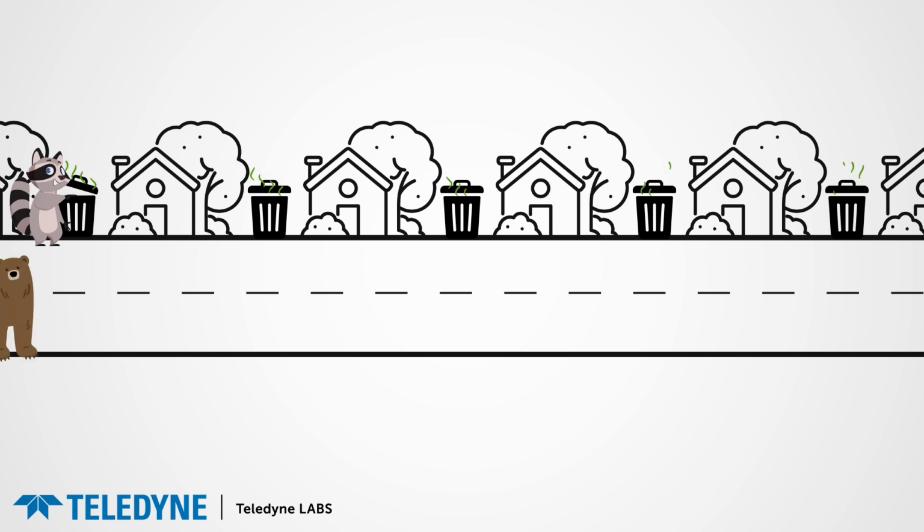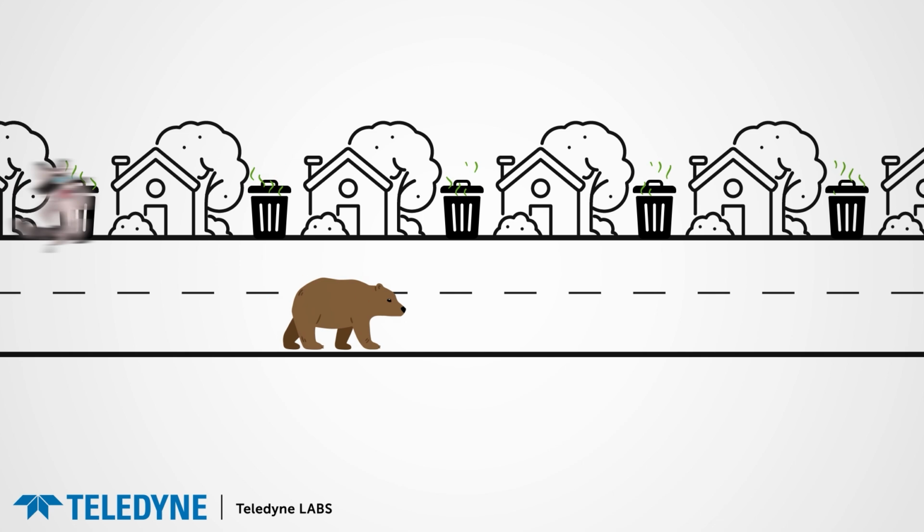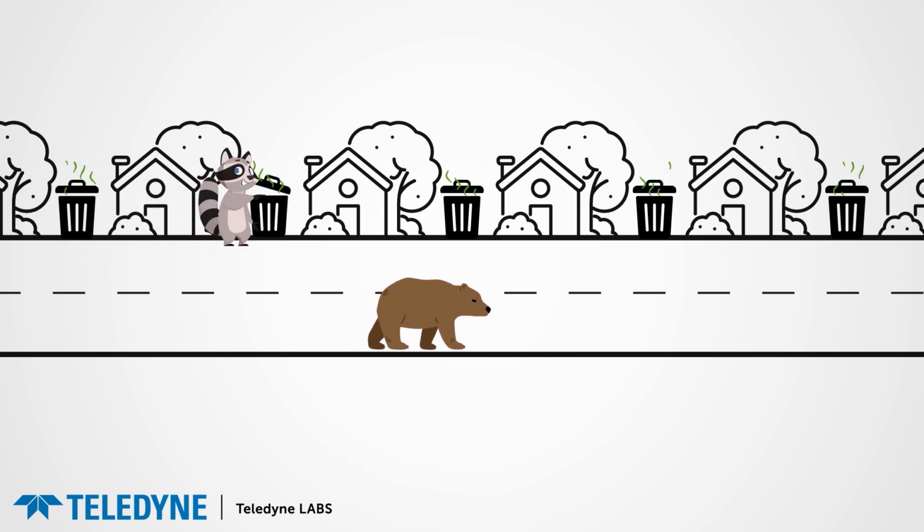At the same time, there's a bear walking down the street. He's appalled by those trash cans. They smell so bad. So he's not going to interact much with that stationary phase. He's not going to interact much with those trash cans. Instead, he's going to stay in the mobile phase. He's going to stay on the street looking for better food options.